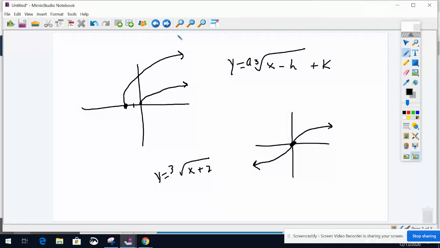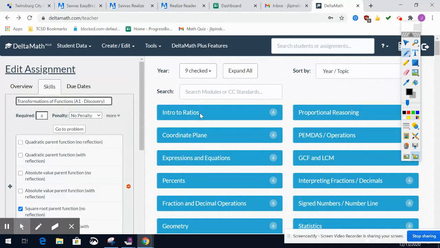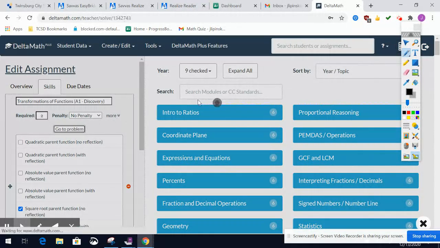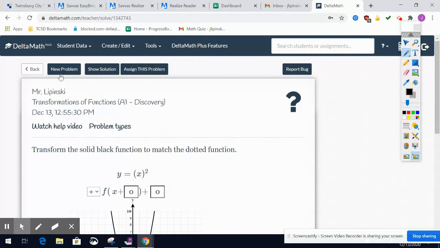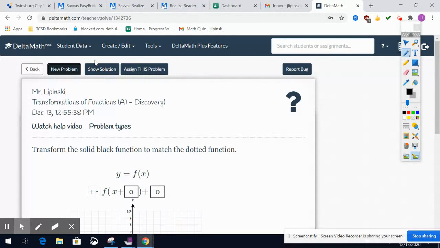So I want to look at some problems in Delta Math, just different ways that you're going to be asked to do this. And I'm going to make sure that they're only square roots. So we had some problems like this earlier. No, hold on. Let's see if this is it.